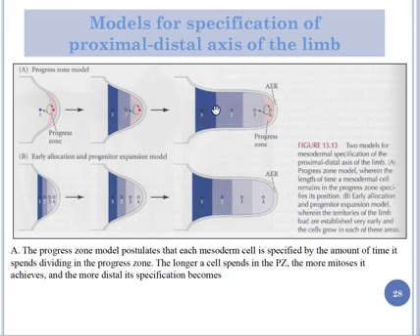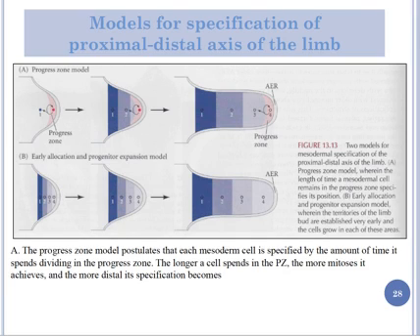So it means, for example, here if we have cell 1, cell 2, cell 3, and cell 4, the cell that will exit the progress zone first will give the most proximal structures, and then come the other cells that will give the more distal structures. And here, for example, cell number 4 will exit the progress zone later, where it will give more distal structures. That's why it's called the progress zone model.